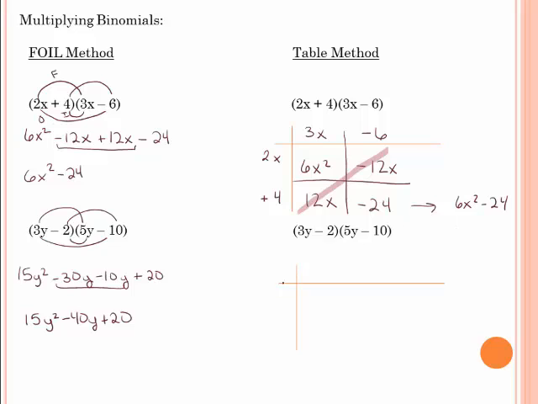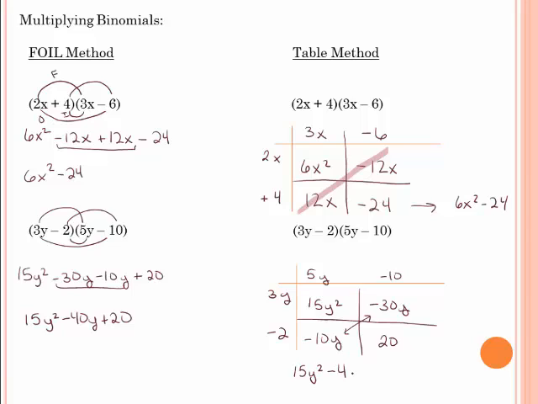Or using a table, I have 3y minus 2, 5y minus 10. 3y and 5y is 15y squared. 3y and negative 10 is negative 30y. Negative 2 and 5y is negative 10y. Negative 2 and negative 10 is 20. My like terms show up on my diagonals, so I get 15y squared minus 40y plus 20. So again, we get the same result, it's a matter of preference.